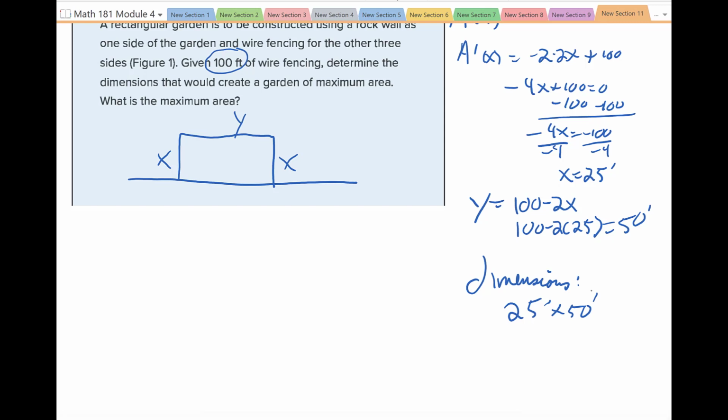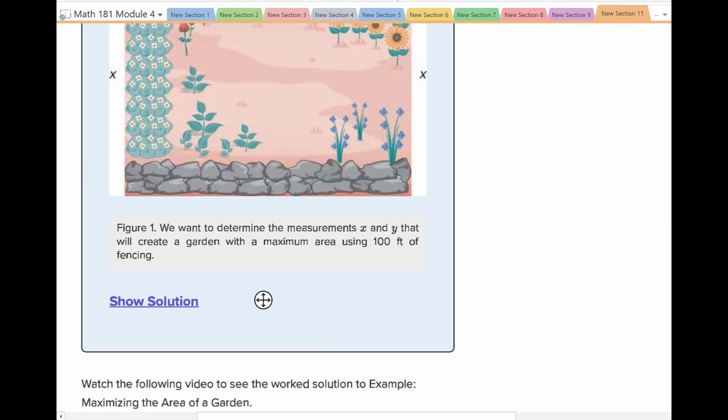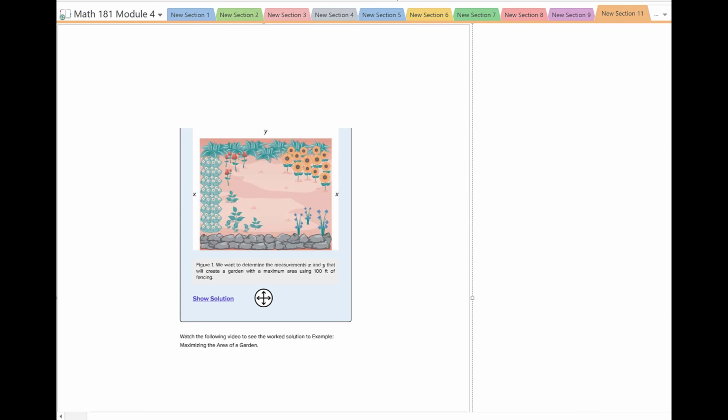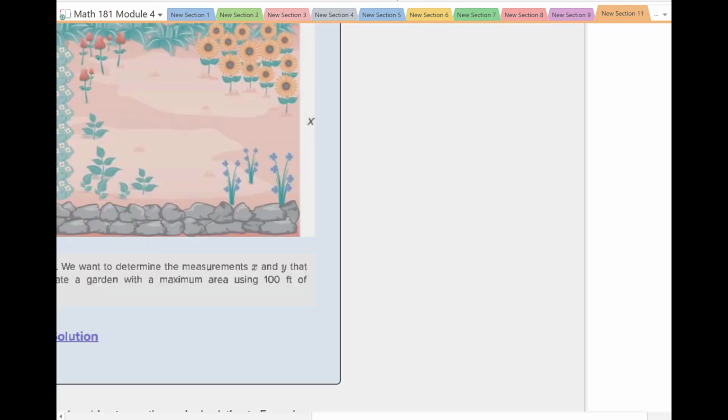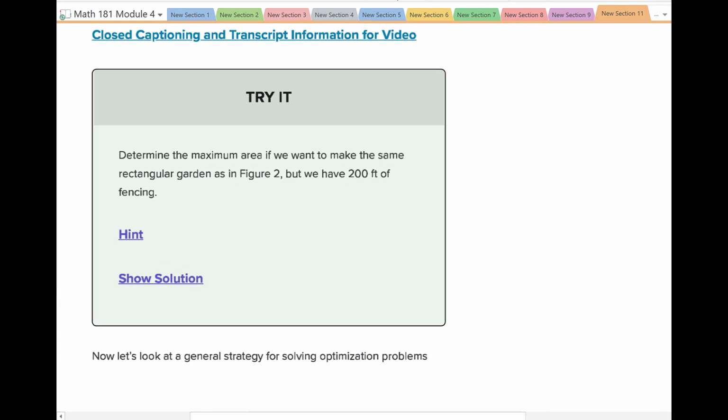Now we have another one like this. Here's a garden. Okay, moving on. Where's the other one? Here it is. So it's the same kind of problem.